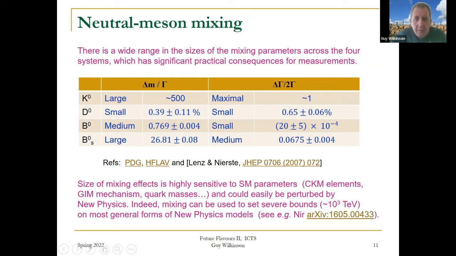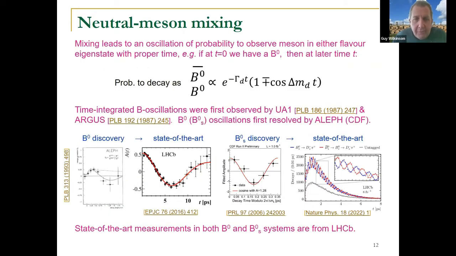Okay. So these parameters drive neutral-meson mixing. Now tying it to the experiment, it means that a meson which is initially a B0 has a probability to decay as a B0 bar. Here I'm focusing on the B0 rather than the BS case by way of example, by this expression here. So you see this delta M coming in. So B oscillations are expected.